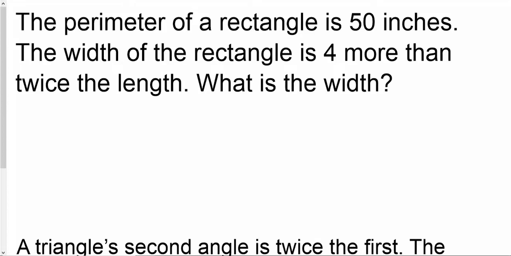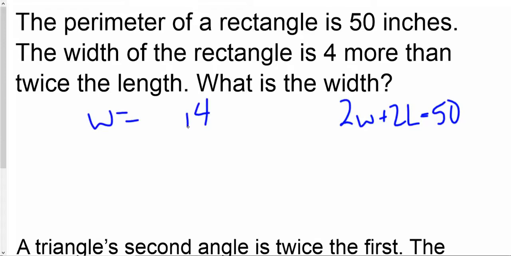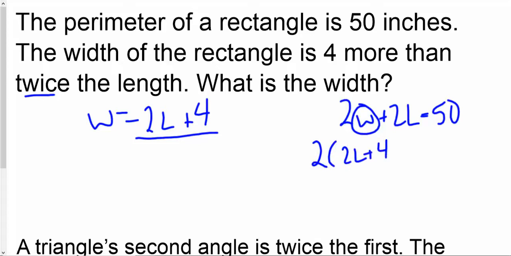We're talking about the perimeter of a rectangle, and we know that the perimeter, twice the width plus twice the length, is equal to 50. We're also told that the width of a rectangle is 4 more than twice the length. So we're going to replace our width with 2L plus 4.